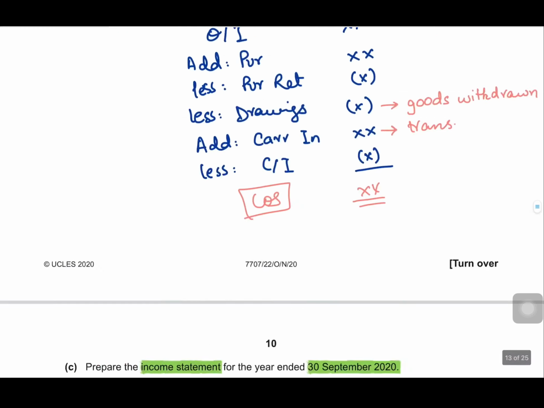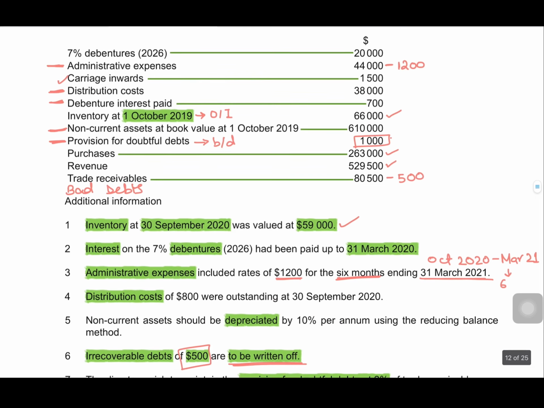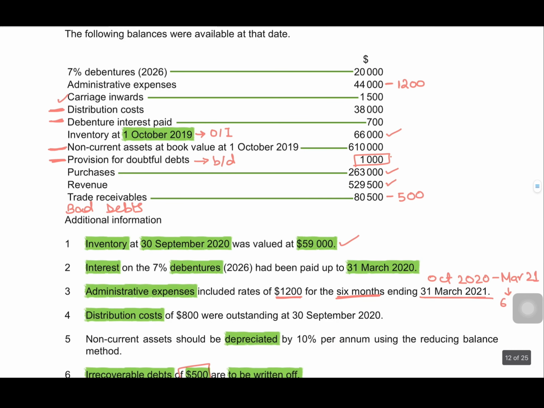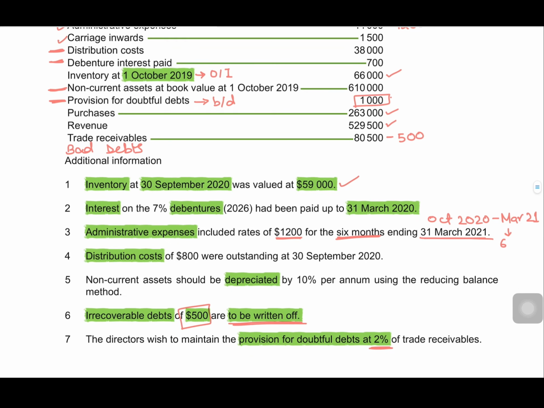Right. Now, let us move to distribution cost. We are done with the admin expenses, right. Then distribution cost. Is there any adjustment related to distribution cost? Yes, there is, and it says that distribution cost of $800 were outstanding at 30th September 2020. This is an accrued expense. $800 should have been paid by the year end, but they have not been paid.